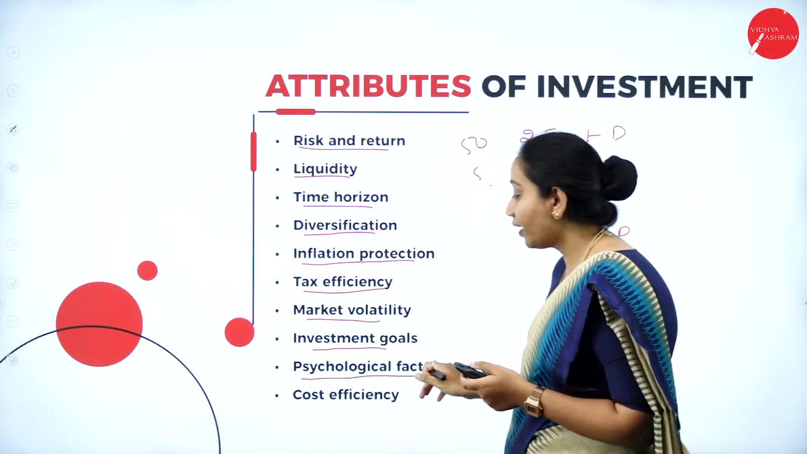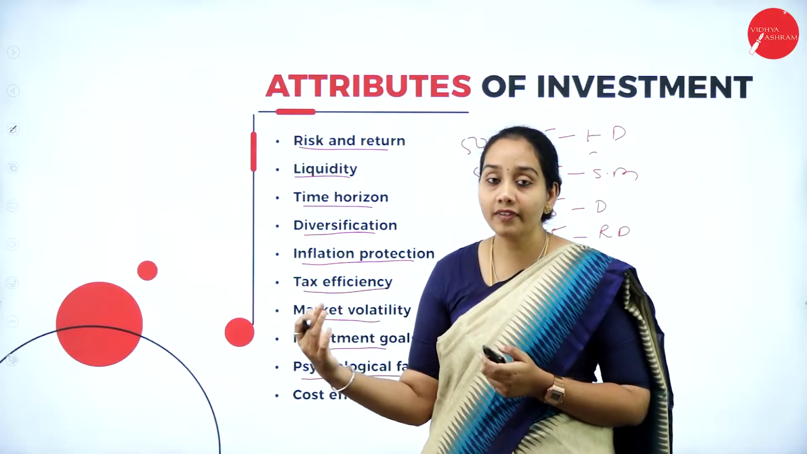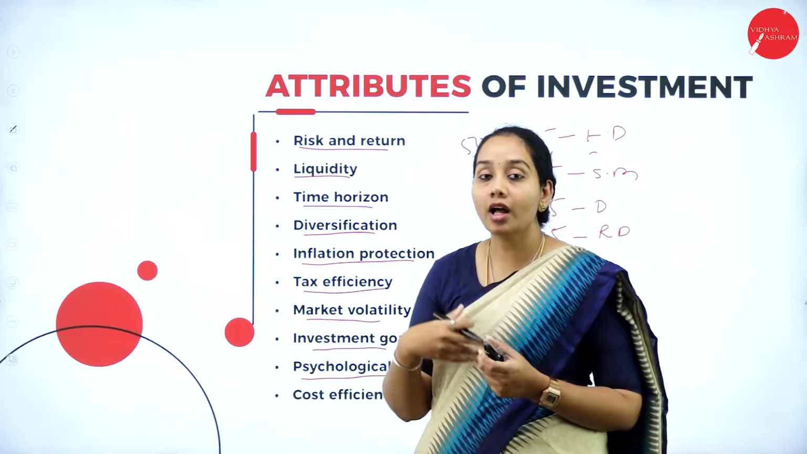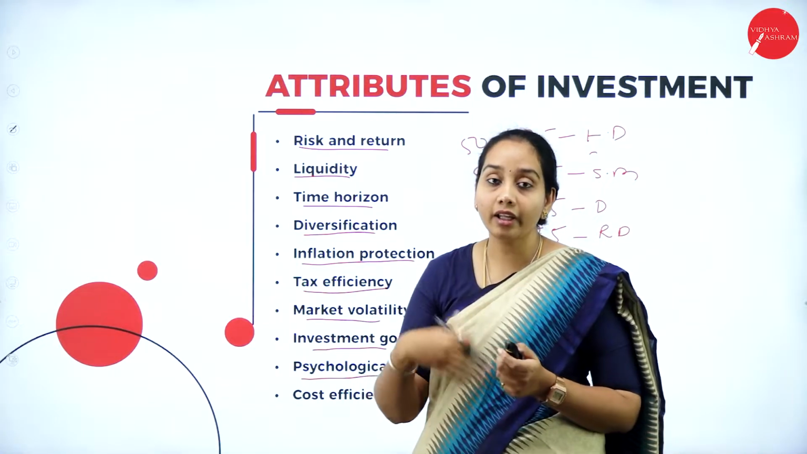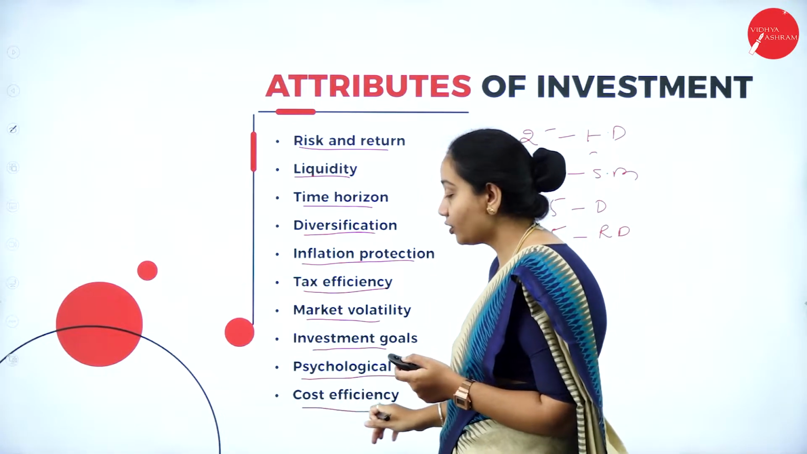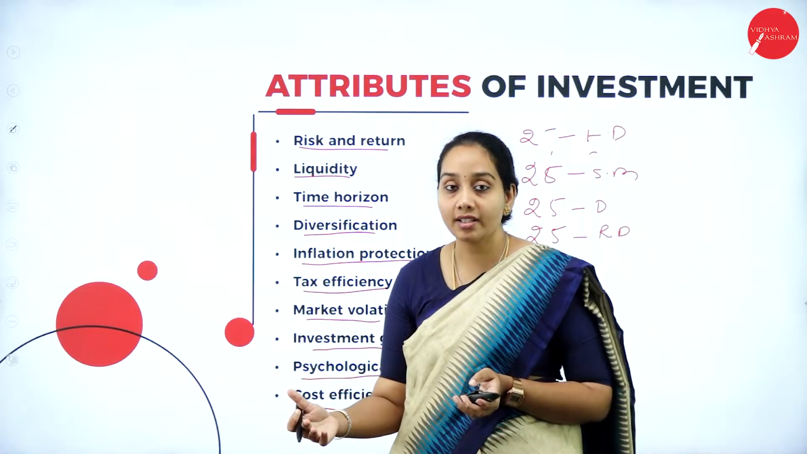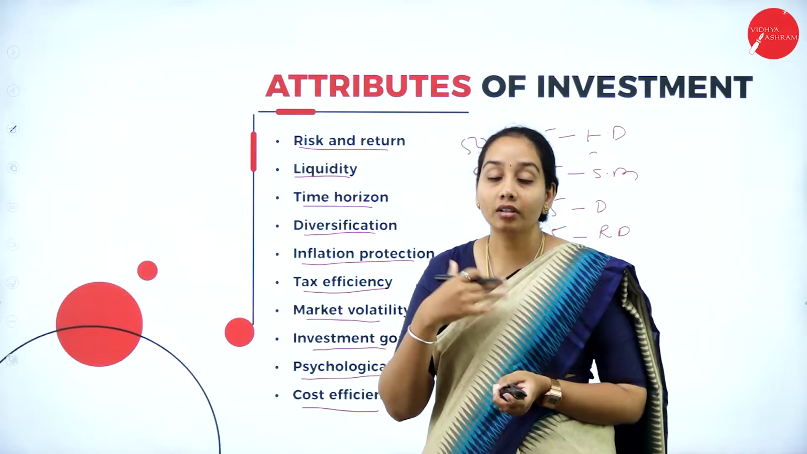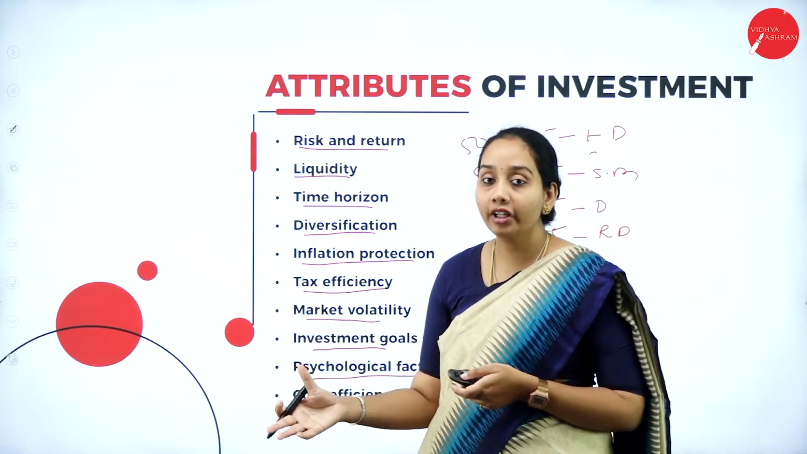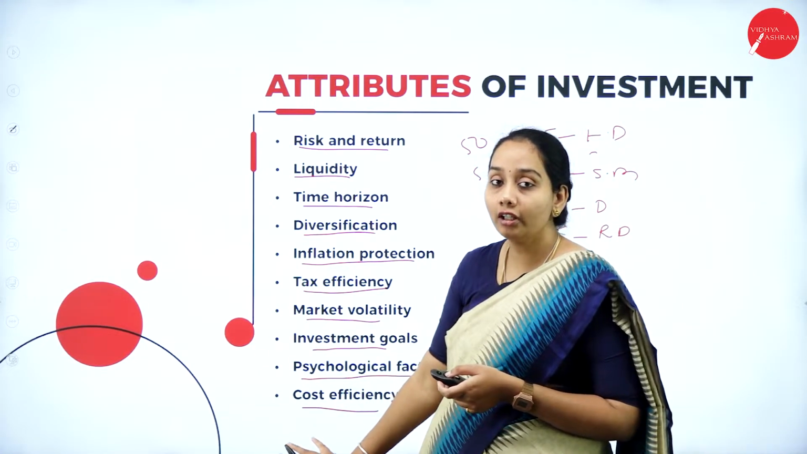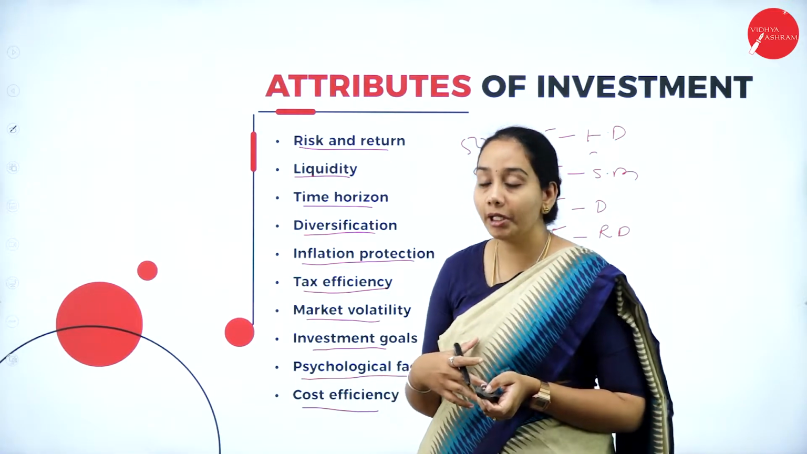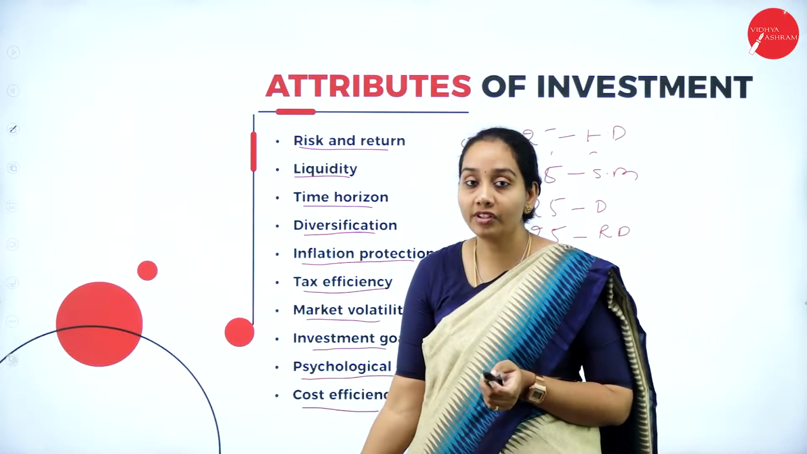Next feature is psychological factors. That means investment is always based on the psychological factors of an investor. They will always be thinking about it, and even when you invest financially, you invest on the emotional factor as well. So this is one of the features. Next is cost efficiency. Sometimes because of transaction fees or service fees, etc., you are going to get less returns than the actual returns. So from whatever returns you get from the investment options you have made, you get the cost efficiency. So these are the important attributes or features of investment.